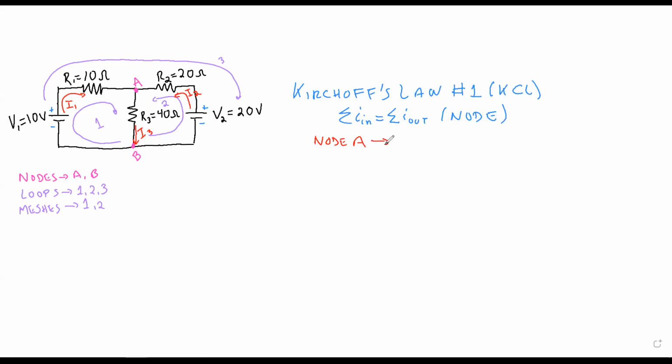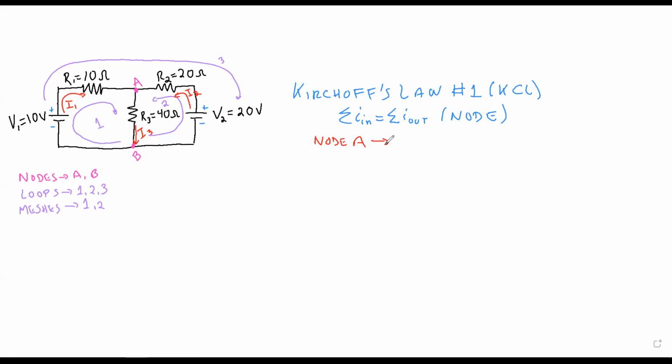I1 is going in. By the way, how do we know it's going in? The arrow has to be pointing toward it. Okay. So which are going in? Just I1. I1 is going in. I2 is also going in.